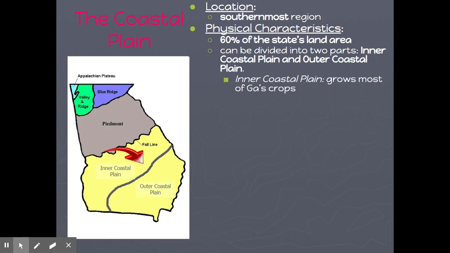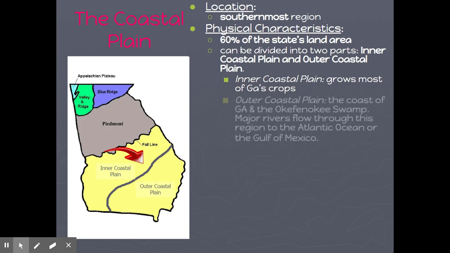The inner coastal plain is where most of Georgia's crops are grown. And then the outer coastal plain is where you would find the Okefenokee Swamp and Georgia's barrier islands and the actual coast of Georgia where it meets the Atlantic Ocean. And most of our major rivers flow through that region to the Atlantic Ocean or to the Gulf of Mexico.